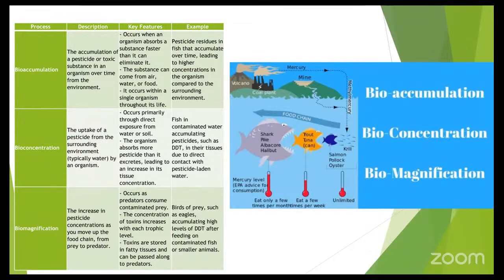And biomagnification, the increase in the pesticide concentrations as you move up the food chain from prey to predator, occurs as predators consume contaminated prey. The concentration of toxins increases with each trophic level. Toxins are stored in fatty tissues and can be passed along to predators. So the predator will be affected by the prey, and it will be more in the predator compared to the prey itself. So birds of prey such as eagles accumulate high levels of DDT after feeding on contaminated fish or smaller animals.